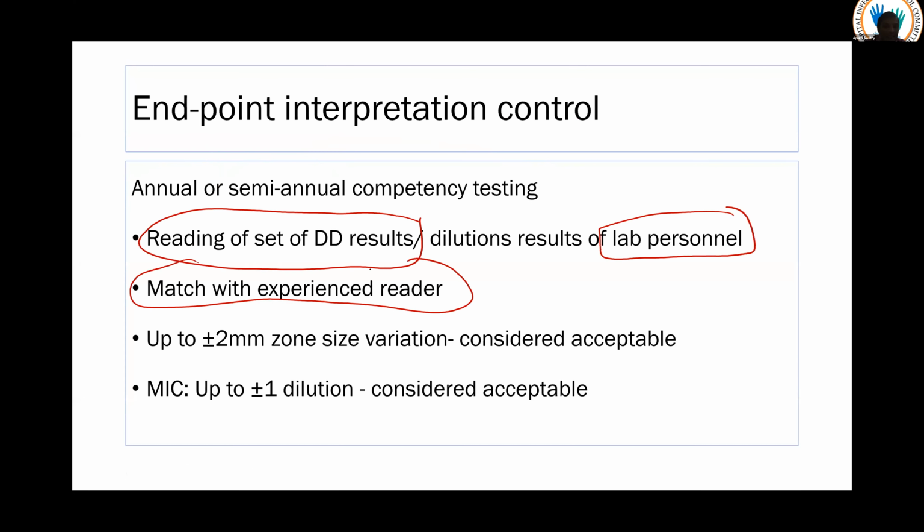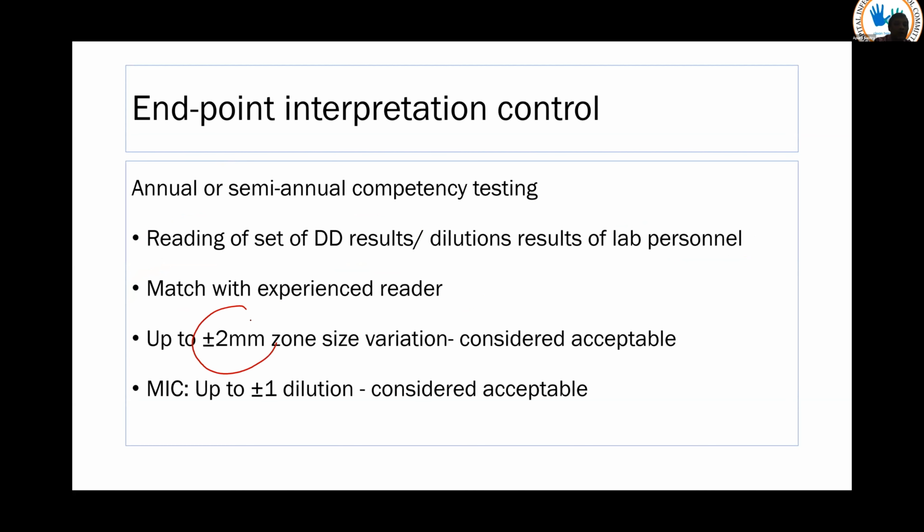So you can designate who is the experienced reader, either the consultant or the QC expert faculty, and the zone readings of the lab personnel need to match theirs. Up to 2 millimeter size variation can be considered acceptable. If it is MIC, then up to 1 dilution is considered acceptable. So you have to have competency testing in place, because it is always advisable that the persons who read the zone diameters are adequately trained.